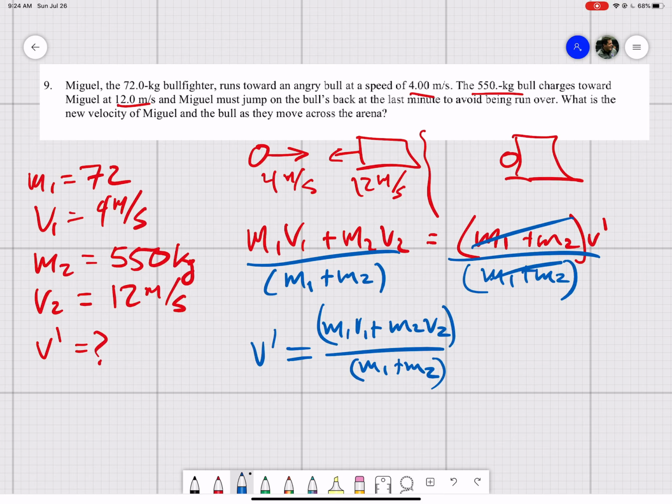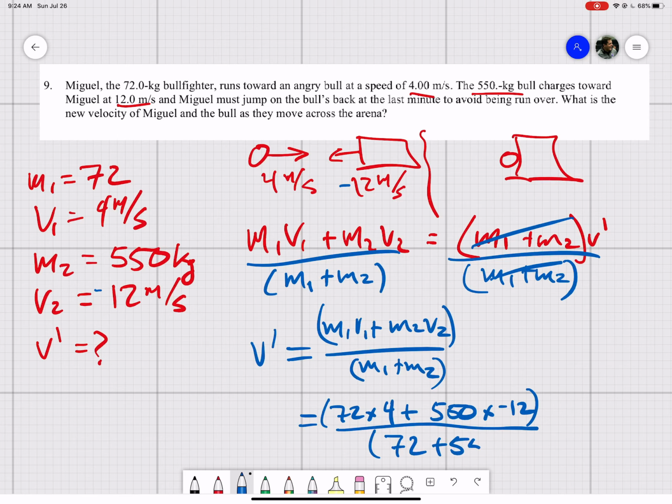So let's plug it in. We're going to have M1, which is 72, times 4 plus 550 times negative 12. Oh, look at that. We need to make that negative. Make sure we don't make that common mistake. That 12 needs to be negative because it's going opposite the direction of the 4. All right? Parentheses, that whole thing. And then down below, we have M1 plus M2, so we have our 72 plus our 550.